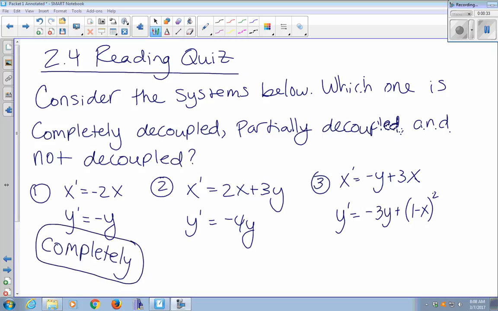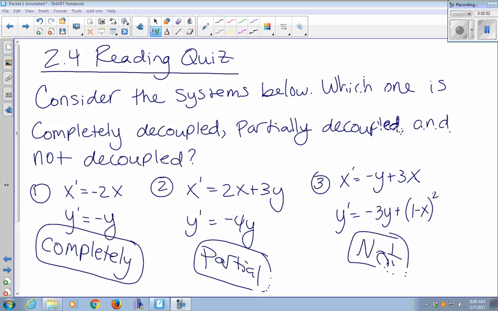All right, how about number two? Partial, because y prime only depends on y, but x prime depends on both x and y. So this is partially decoupled. And the last one, not decoupled. Yeah, both x prime and y prime depend on x and y.